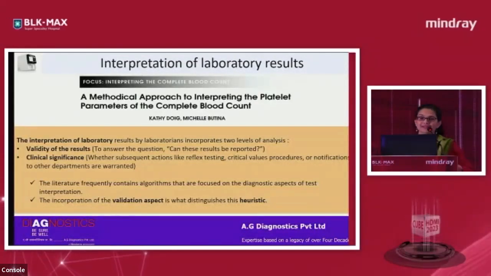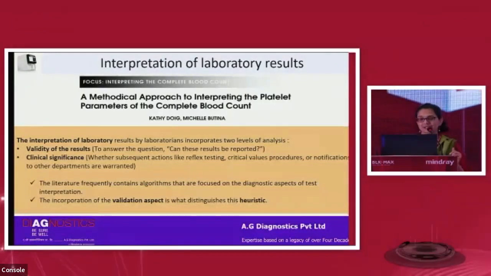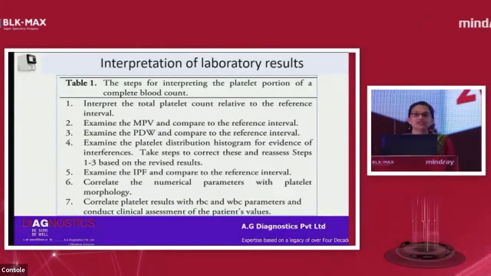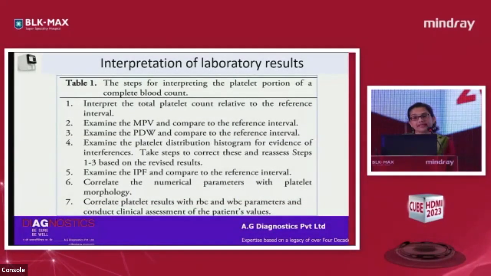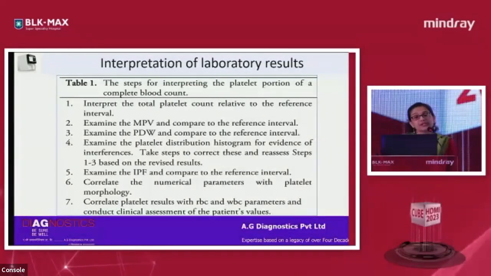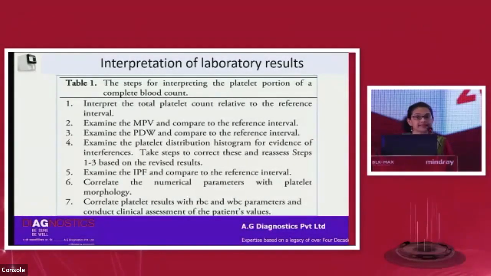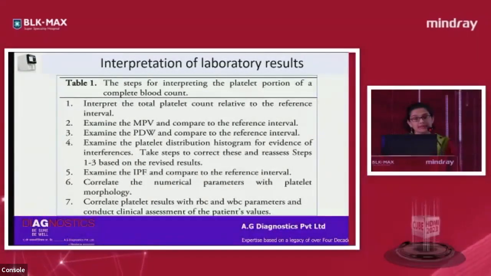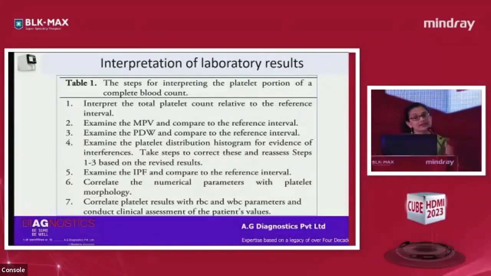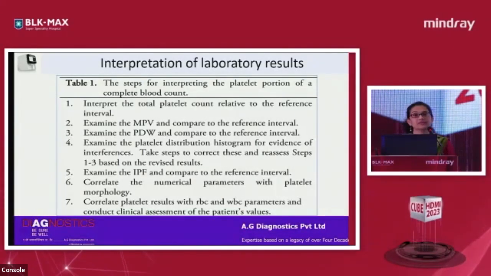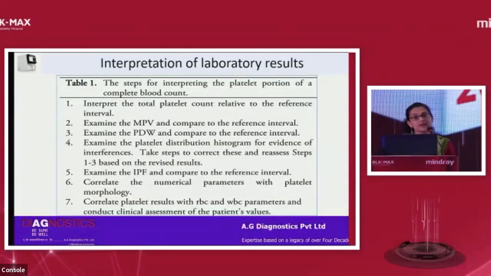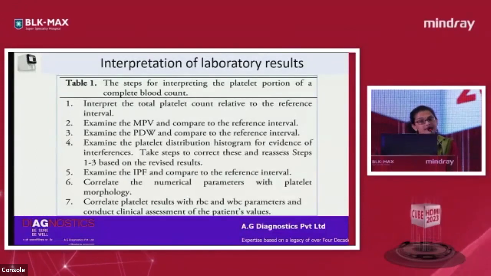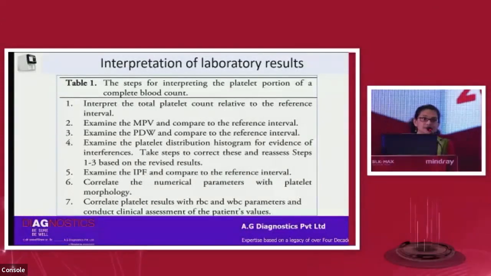And I had described my heuristic, or our heuristic at AG Diagnostics, in the previous slide. This article mentions the steps for interpreting the platelet portion of the complete blood count, where it takes into account the total platelet count, MPV, PDW, the platelet distribution histogram, IPF, then correlates the numerical parameters with the platelet morphology, and then correlates platelet results with RBC and WBC parameters and conducts a clinical assessment of the patient's values.